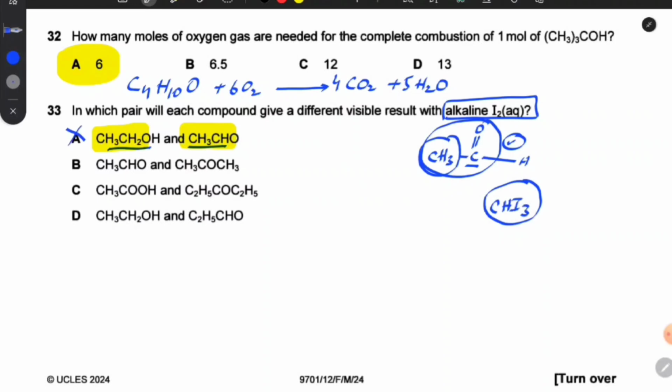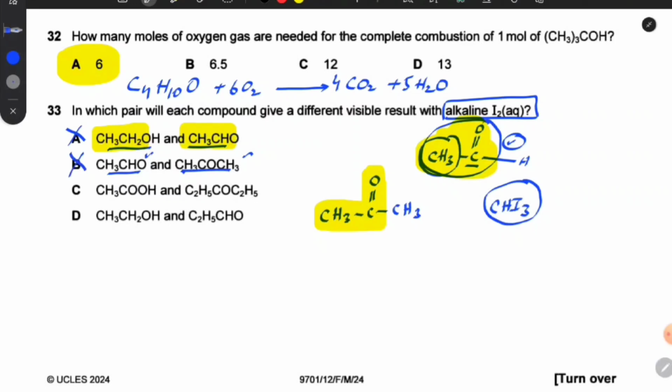Option B is where you have this aldehyde. We have already dealt with this one. It will give a positive iodoform test. And the second one is a ketone, which has the formula CH3, C double bond O, CH3. As you can see, this was our criteria to get the positive iodoform test. So this ketone also has this structure. It means that this ketone and this aldehyde both will give a positive iodoform test. So we cannot distinguish them. If you want to distinguish them, one should give a positive test and the other should not give any test with this alkaline iodine. So this is the wrong option.